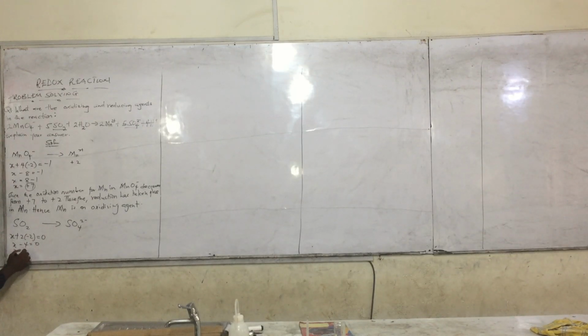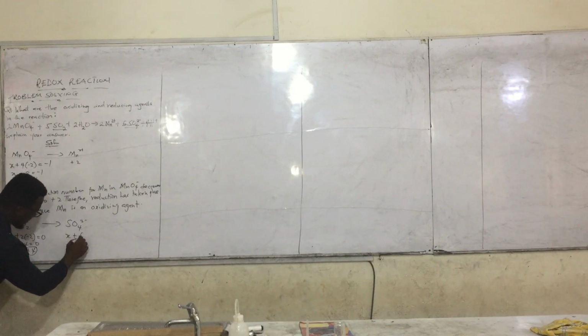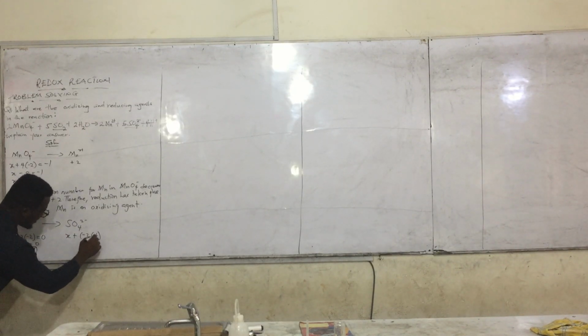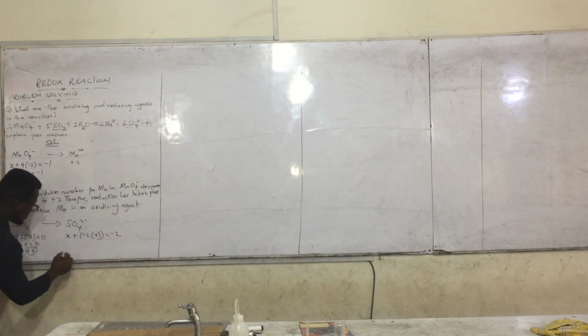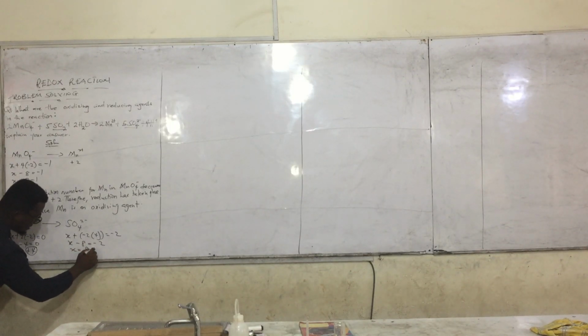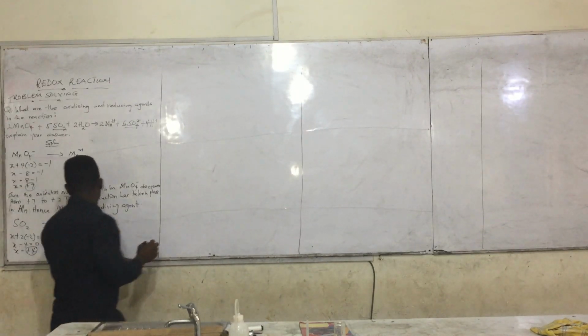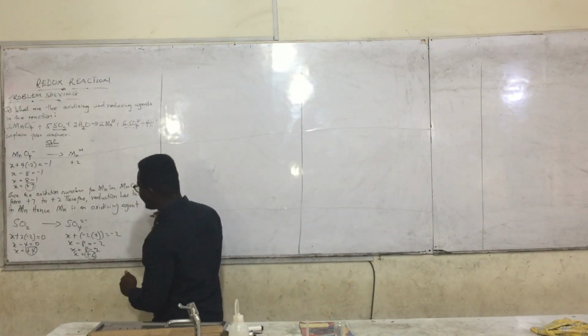So S is equal to plus 4. This indicates that S here is plus 4. Now we also have S plus minus 2 times 4 is equal to minus 2. So we have S minus 8 is equal to minus 2. So S is equal to 8 minus 2. Therefore, S is equal to plus 6. So within this reaction, this is what we can conclude.